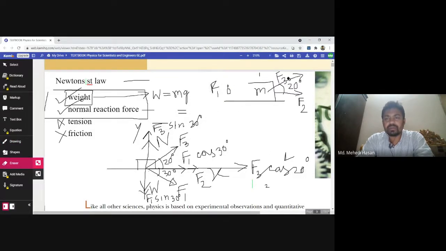So from that equation we can say the movement along the y-axis is 0. So then the acceleration of that object will be along the x-axis only.